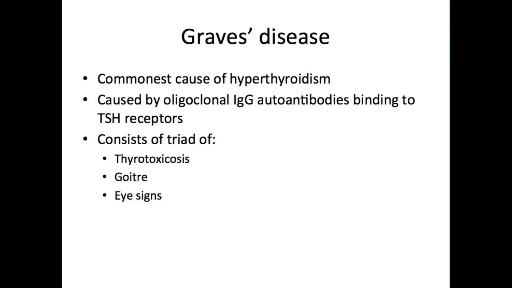So, as previously mentioned, Graves' disease is the most common cause of hyperthyroidism. It is an autoimmune condition caused by oligoclonal IgG autoantibodies that bind to TSH receptors. This leads to the release of an excess amount of T3 and T4 by the thyroid gland. Graves' disease is differentiated from other causes of hyperthyroidism by the clinical triad of thyrotoxicosis, goiter, and characteristic ophthalmic features.